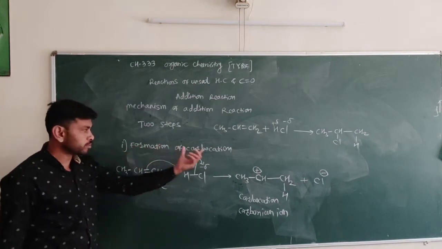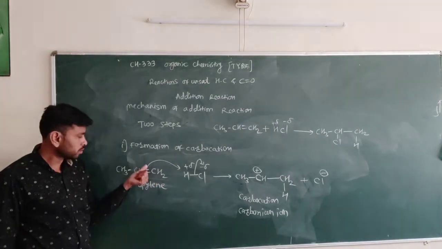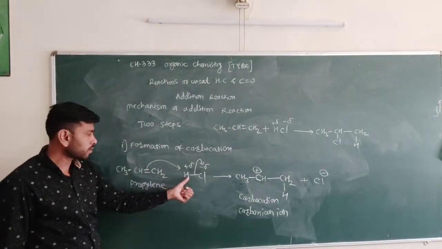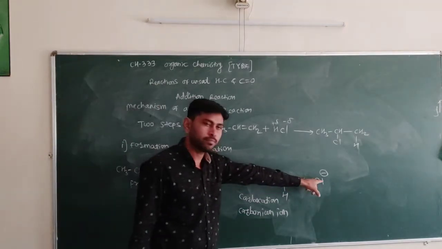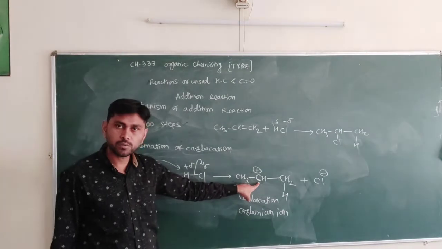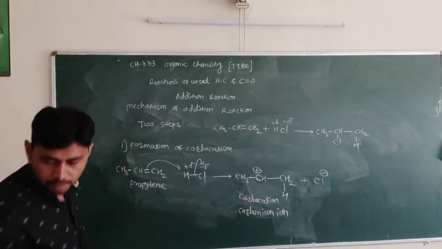So the first step is the formation of carbocation. The carbon-carbon double bond is the source of electrons, which donates them to accept the hydrogen ion, leaving the negatively charged base here, and forming a positively charged carbon, the carbocation species. Okay, this is the first step. Now the second step.